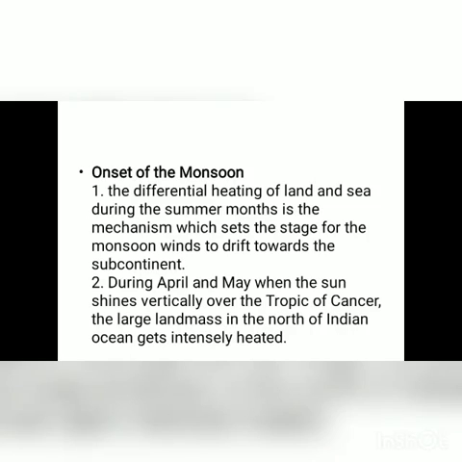First topic is onset of the monsoon, also known as the arrival of the monsoon or the advancing monsoon. The differential heating of land and sea during the summer months is the mechanism which sets the stage for the monsoon winds to drift towards the subcontinent. During April and May, when the sun shines vertically over the Tropic of Cancer, the large landmass in the north of the Indian Ocean gets intensely heated.